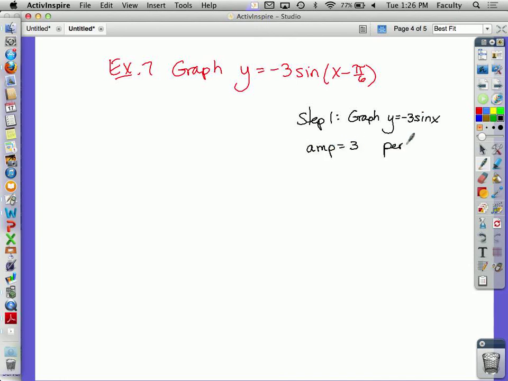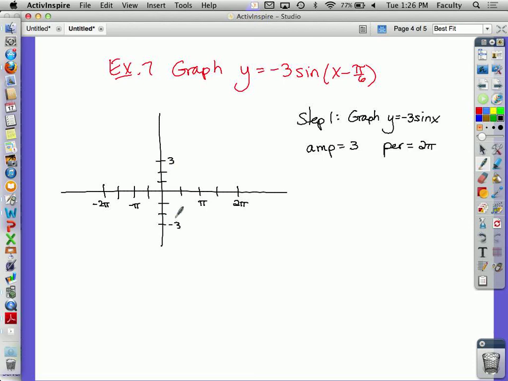So remember, the amplitude is positive 3. I'm doing this in 2 steps. Okay, so this is sine. Sine starts at 0, but because a is -3, it drops down first.